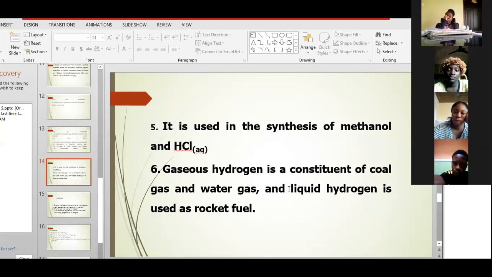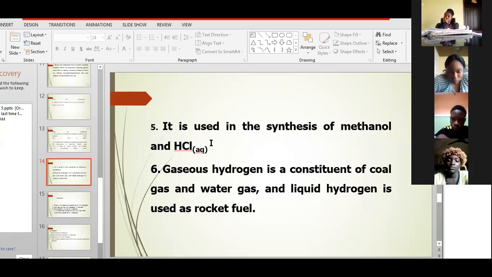The examiner will not mark it right for you. You can put it like this: liquid hydrogen is used as a rocket fuel. Do you understand? Not dry hydrogen, not hydrogen gas, but liquid hydrogen.